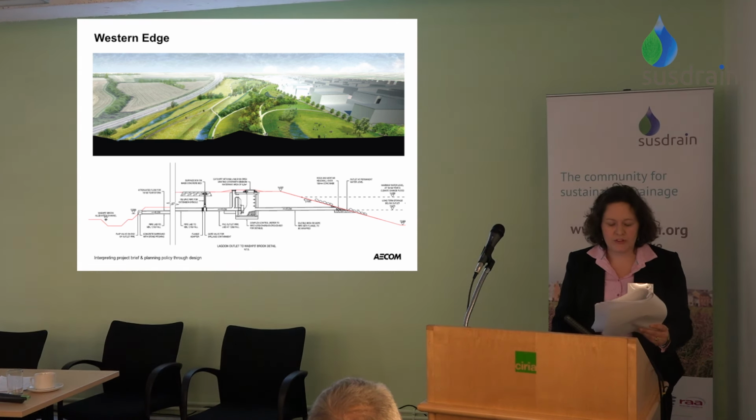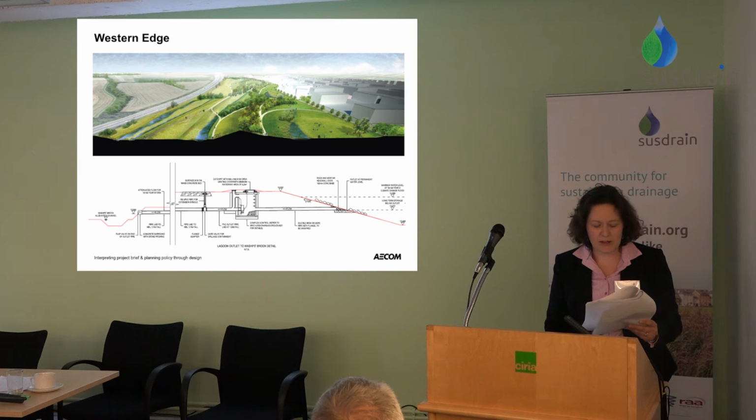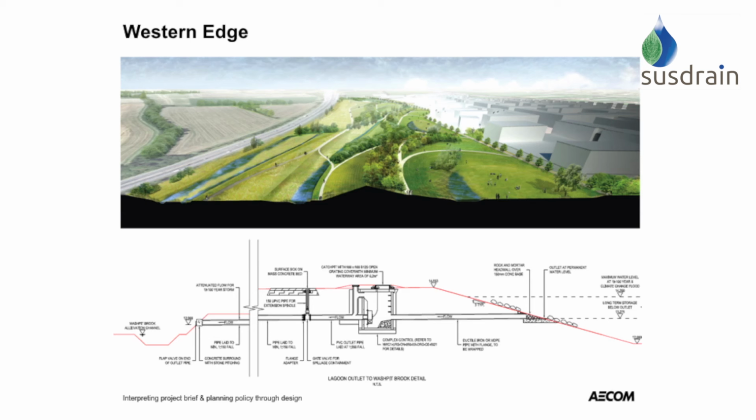These images present cross-sections through the lagoon and bund in the western edge. The top image provides an illustration of the landscaped western edge. From the left-hand side, we have the M11, then we have the existing Washpit Brook, which will be upgraded to provide a two-stage channel. We then have a maintenance strip, which runs along the alignment of the gas easement, the new relief channel, the bund, and then the lagoon, and lastly the development to the east.